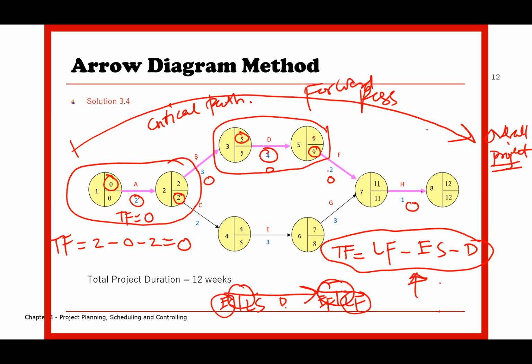If, for instance, you want to delay a little bit of this activity, automatically the project duration will be delayed accordingly. And that is the significance of the concept of critical activities and then critical path.